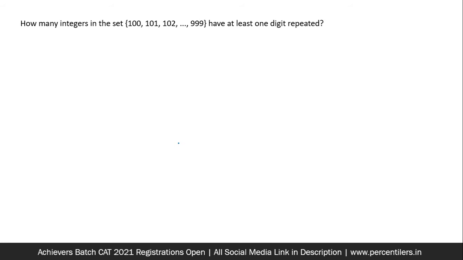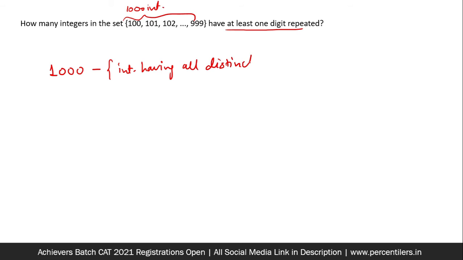So this one is based on permutations and combinations. When we want at least one digit repeated, that means out of the 3 digits, 2 digits could be same or even 3 digits could be same. So one way is that we find the number of all such integers which have 2 digits same but not the third one, or the 3 digits same. Or, easier than that, altogether these are 1000 integers. So out of 1000 we subtract integers having all distinct digits.